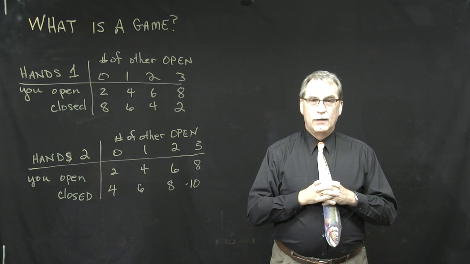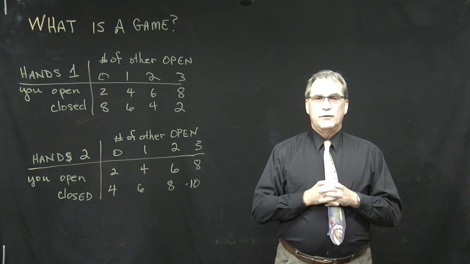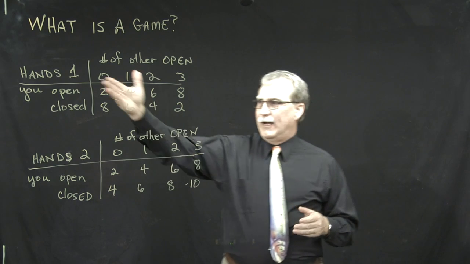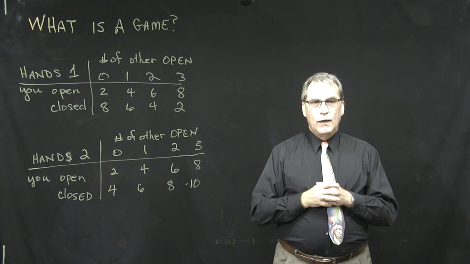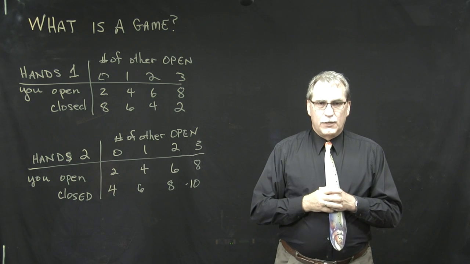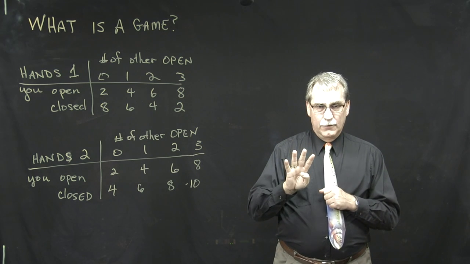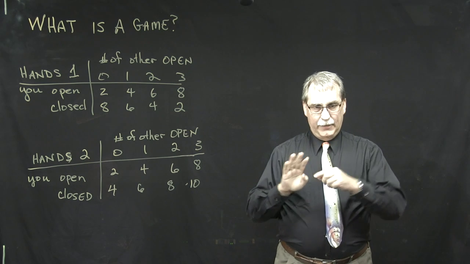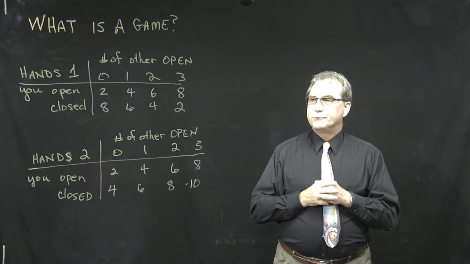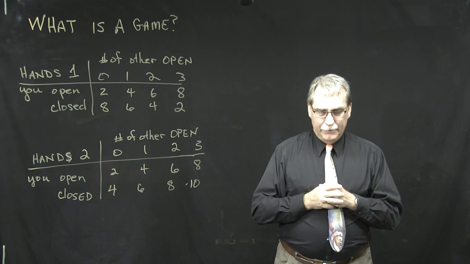So, what are the two games? The two games I'm going to teach you how to play are Hands 1 and Hands 2. In each of these games, there are 4 players. You could be one of your 4 players, or you can get 4 other people to play it while you observe. They're very simple to play.